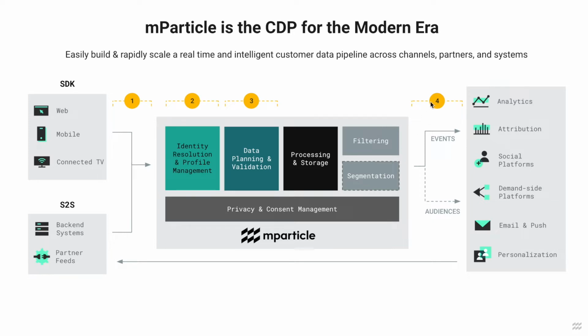The fourth step involves being able to interconnect the data points that are flowing into mParticle with a lot of different systems, which includes analytics, attribution tools, email and push, and personalization tools as well. And the way that we send data to the systems is either via events or by using our segmentation engine and audience builder to send those audience lists downstream.